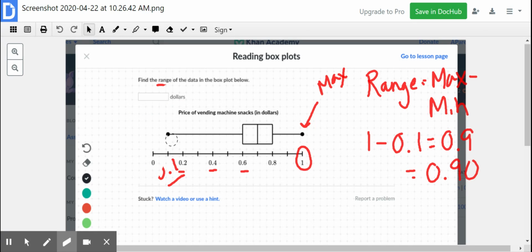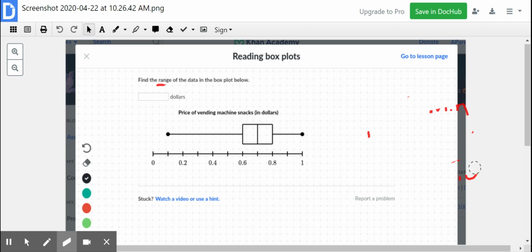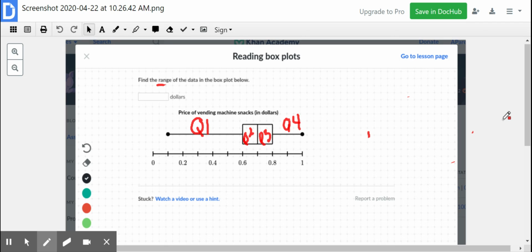Now, in order to figure out the interquartile range, you need to understand some things about the box plot. The first thing we need to understand is that this box plot is divided into quartiles. And you may have seen where this is labeled as quartile 1, this is quartile 2, this is quartile 3, and this is quartile 4. Those are quartiles. The actual quartile is this line.